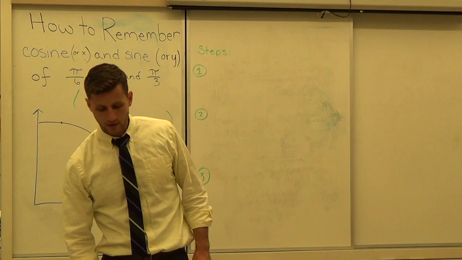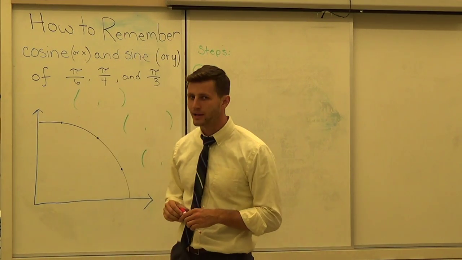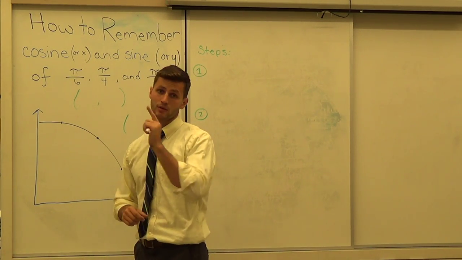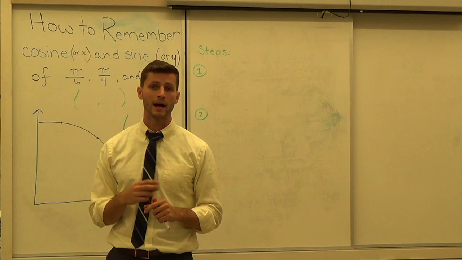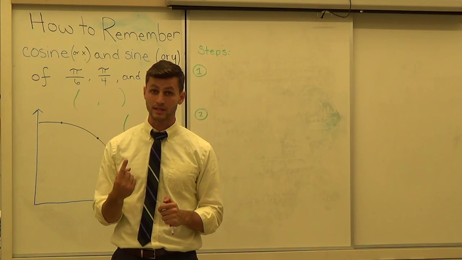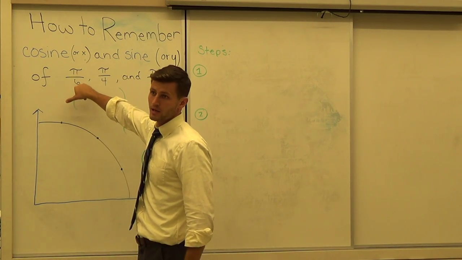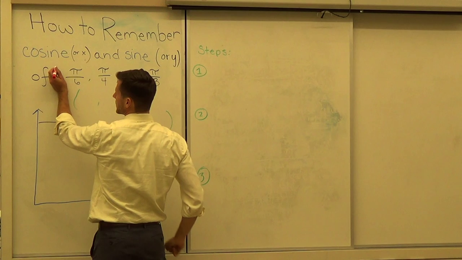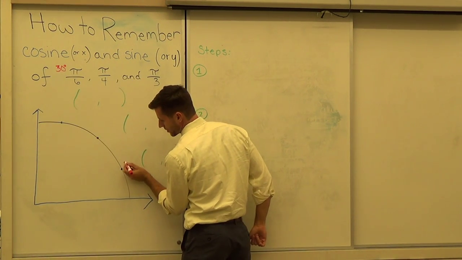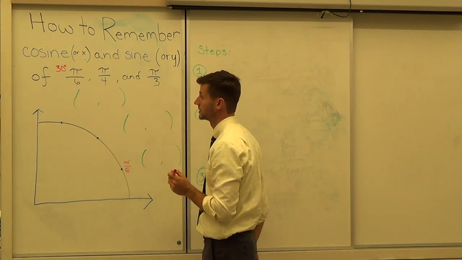If pi over 6 does not remind you of how many degrees it is, remember that 360 degrees all the way around the circle is 2 pi. So when you break it down, 1 pi would be 180 degrees. And when you divide 180 degrees into 6 pieces, you know that pi over 6 is equal to 30 degrees. And I'm going to label it right here. 30 degrees, we're going to say, is about right here, pi over 6.